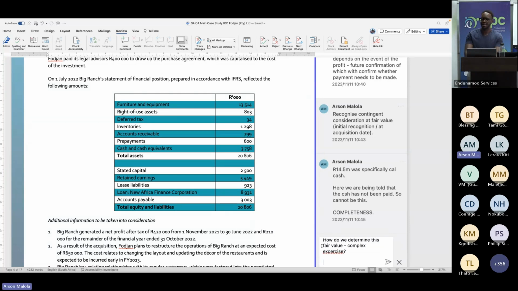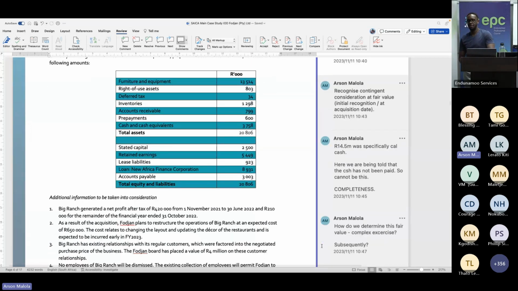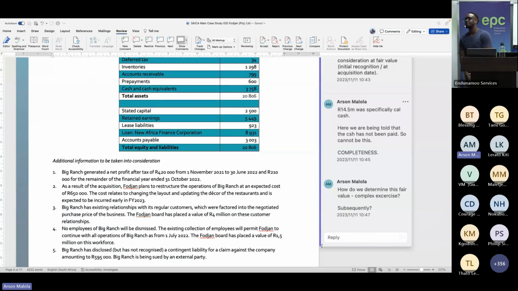And then what's the other point that I wanted to make? What about subsequently? How do we treat it? Because remember, we are doing pro forma entries. I'm just thinking about business combination, but what about the rest of it? Because you're going to recognize this contingent consideration, and then going forward, how do you treat it? Maybe a point worth mentioning as well, in terms of your analysis.